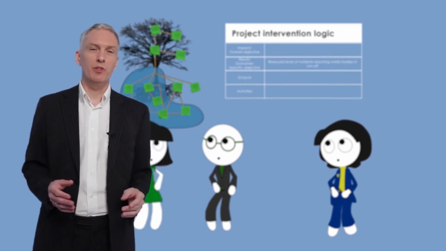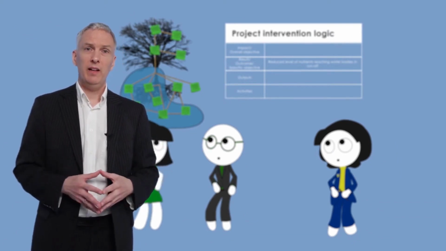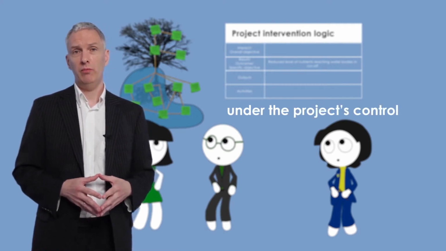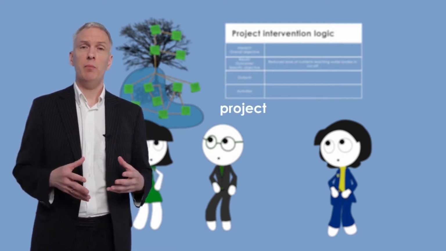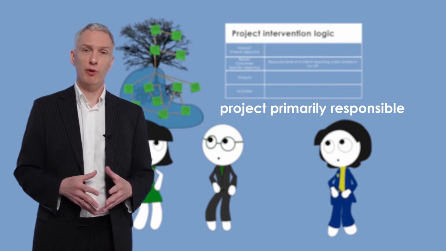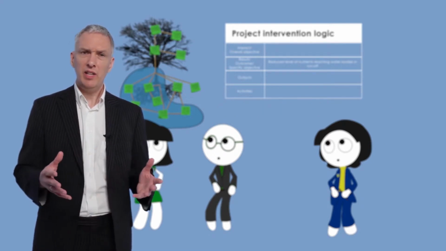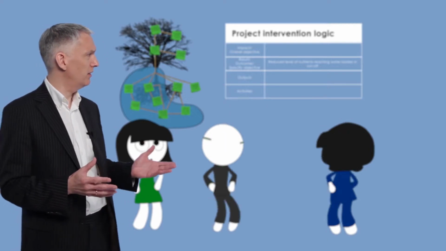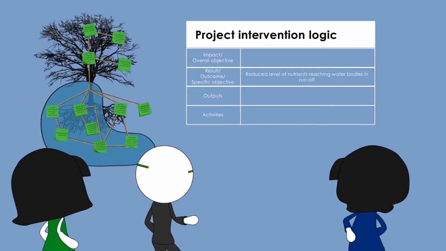It is of key importance that we are sure that the result to be achieved is mostly under the project's control. That is to say, the project can be held primarily responsible for achieving it. Is this the case for reduced levels of nutrients reaching water bodies? Good point. I suppose not, since there are two important items in our objective tree outside our scope, but still contributing to the reduced level of nutrients reaching water bodies.